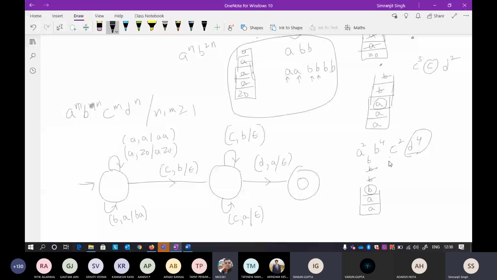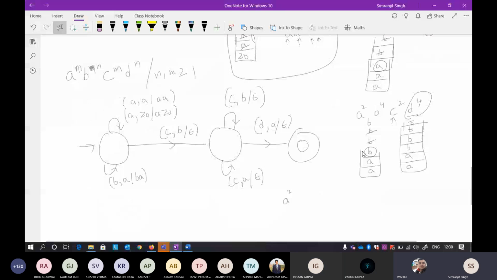Just see. If we take an example A2, B4, C3, D3, then A and C are not equal, but it will accept this also. Now D is coming and B is at the top of the stack. See here, we have not defined anything here. For that, we also have to define this particular context.